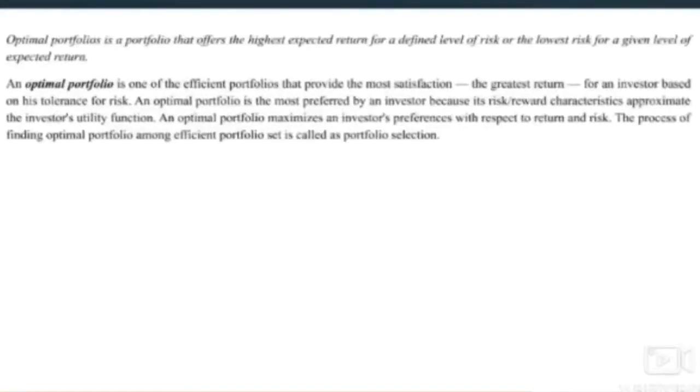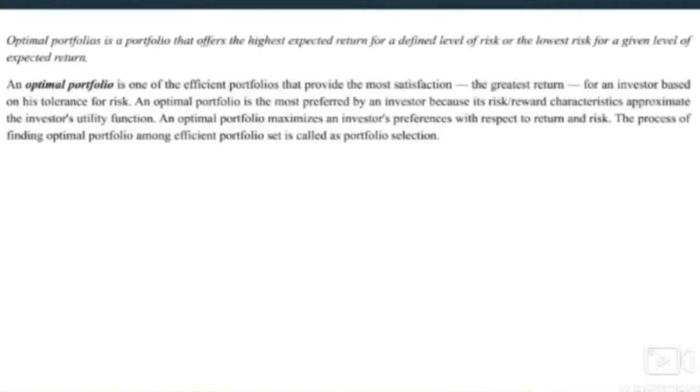An optimal portfolio is one of the efficient portfolios that provides the most satisfaction or the greatest return for an investor based on his tolerance for risk. An optimal portfolio is the most preferred by an investor because its risk-reward characteristics approximate the investor's utility function. An optimal portfolio maximizes an investor's preference with respect to return and risk. The process of finding the optimal portfolio among the efficient portfolio set is called portfolio selection.